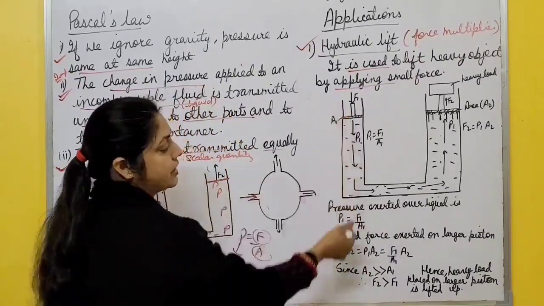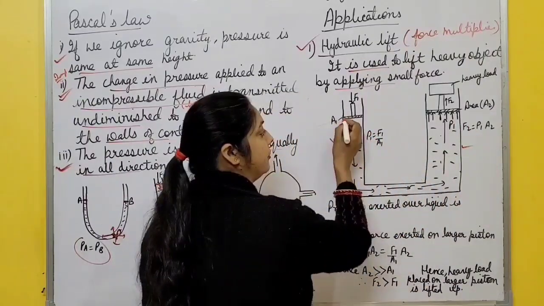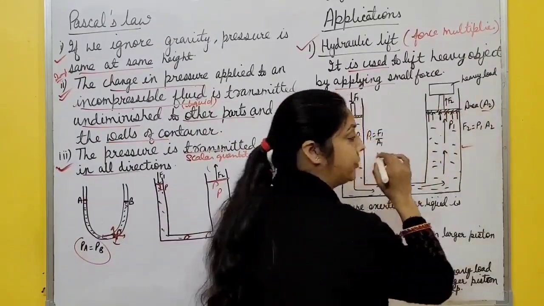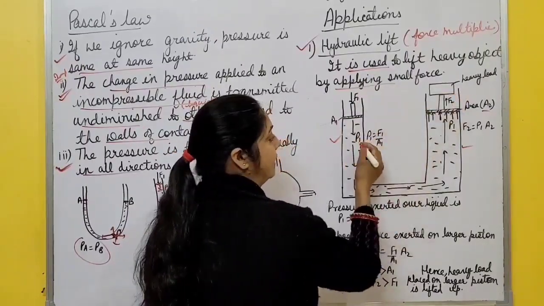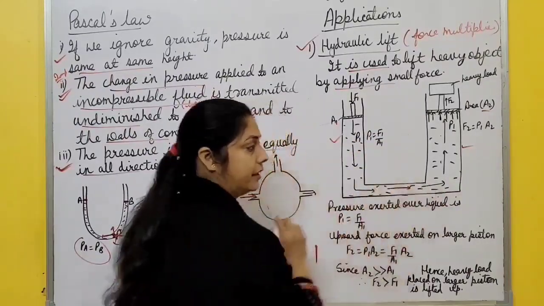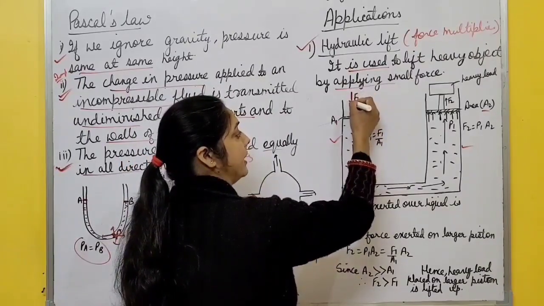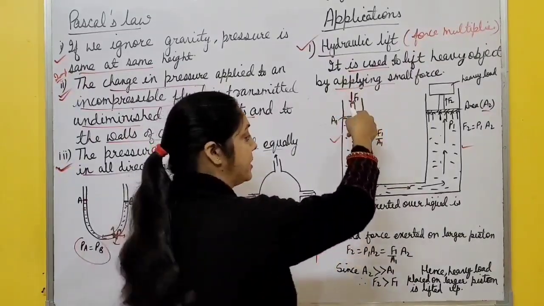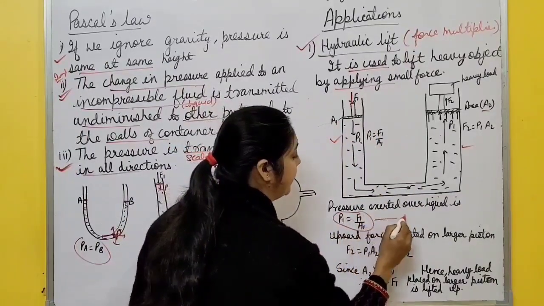What is this construction? It consists of 2 cylinders having different cross-sectional areas. One cylinder has cross-sectional area A1 and the other cylinder has cross-sectional area A2, right? Each cylinder is fitted with a movable piston, and inside the cylinders liquid is filled, and these 2 cylinders are connected by a horizontal pipe. Now what happens when a small force is applied at this end? F1 force is applied. So pressure is applied over this liquid, and this pressure is given by P1 equal to F1 by A1.